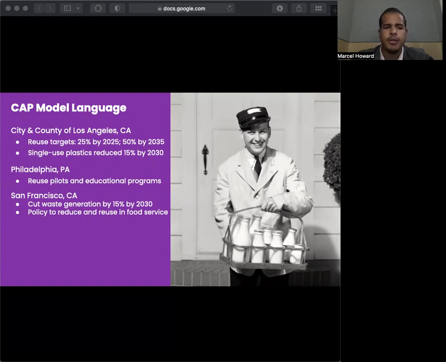And two, to reduce municipal solid waste generation per capita by at least 15% by 2030, including phasing out single-use plastics by 2028. Secondly, the city of Philadelphia updated their CAP in 2021 to prioritize reuse pilot and educational programs to engage residents, businesses, and institutions in reducing consumption and expanding circular materials management systems. And lastly, San Francisco made a commitment that by 2030, through a combination of policy, education, outreach, and new infrastructure solutions, it would cut its generation of discards by 15%.